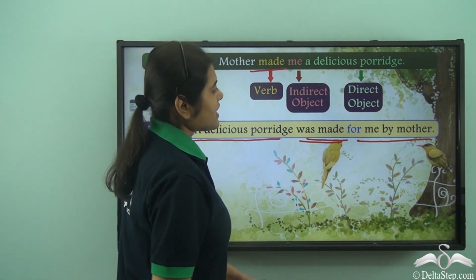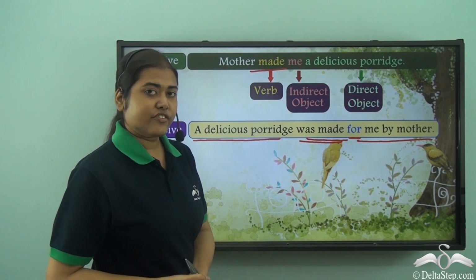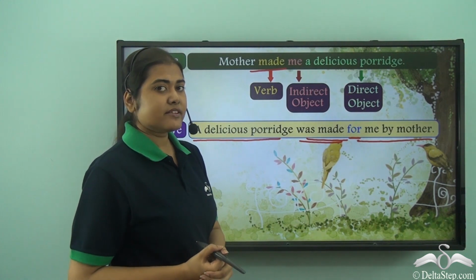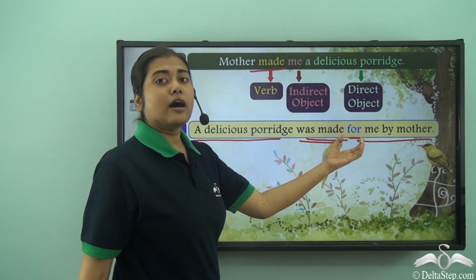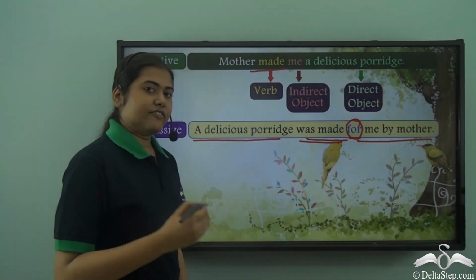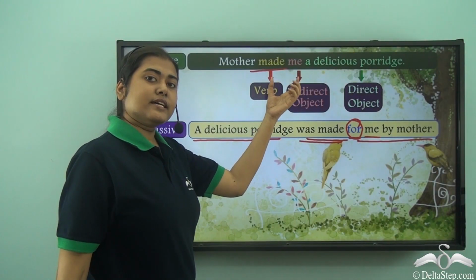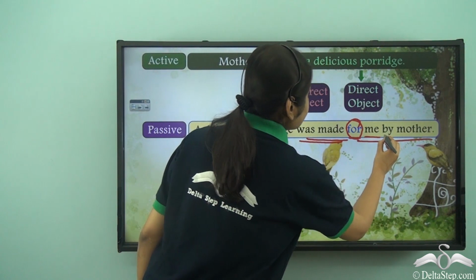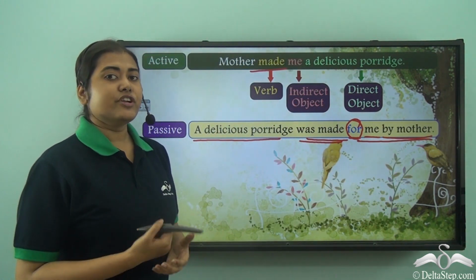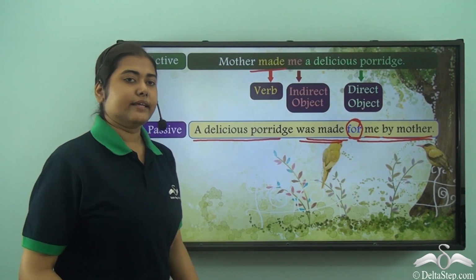After that, what we have done? We have added the preposition for. So we have already learned that for mentioning the noun in the indirect object in the passive voice, we often need a preposition. So here the preposition is for. After that, we mention the pronoun me, which is also another object in the active voice, and then we mention the doer. And for mentioning the doer, we need a preposition before the doer, that is by.